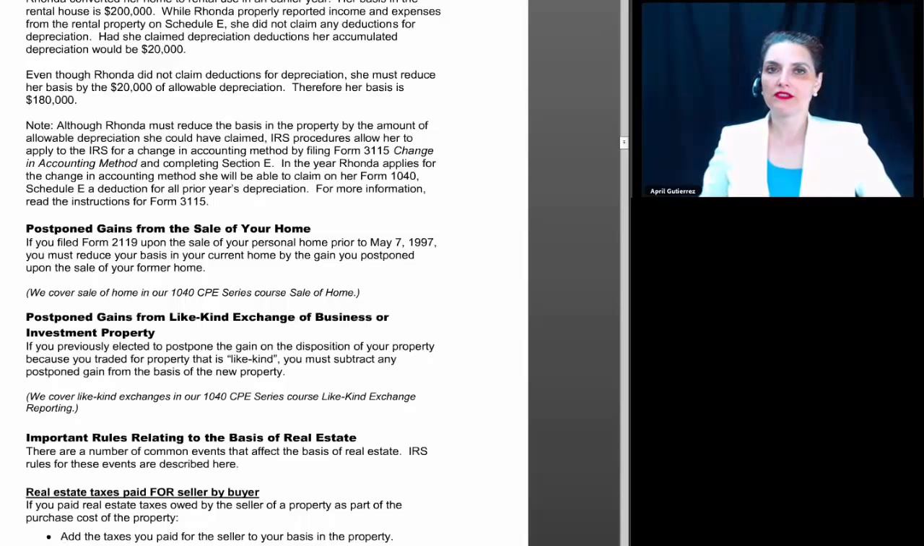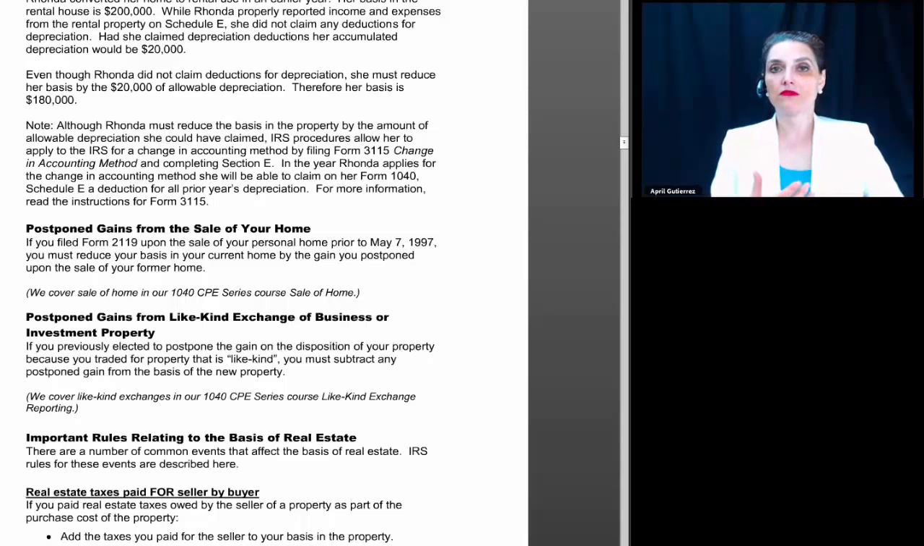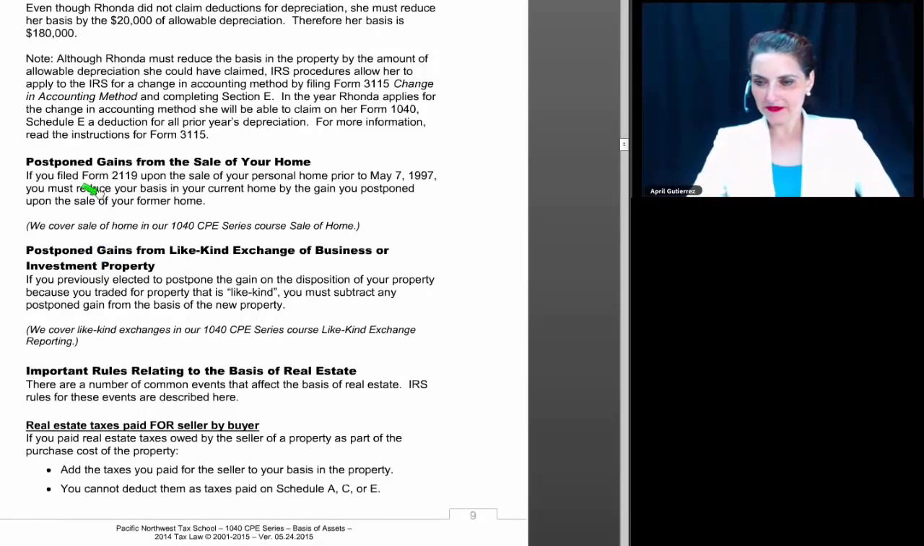So it does go two ways. You can use 3115 to make an accommodation for depreciation that was not claimed when it should have been, and you can also use it to make an accommodation for too much depreciation that was claimed. All right.